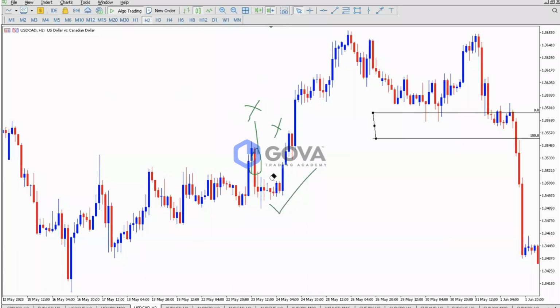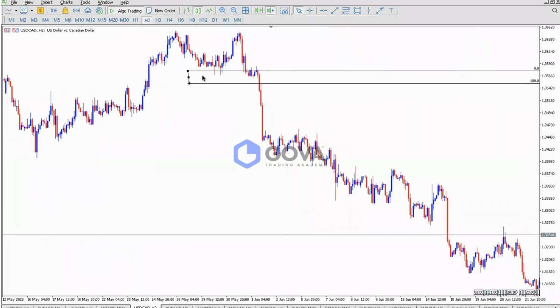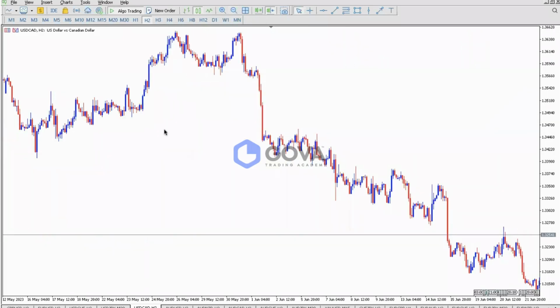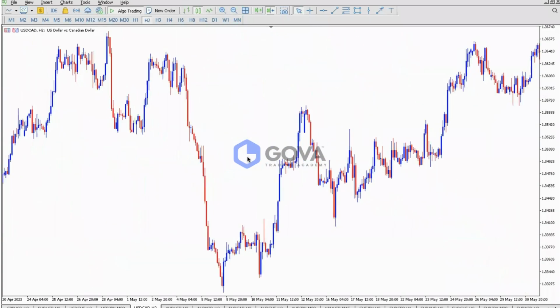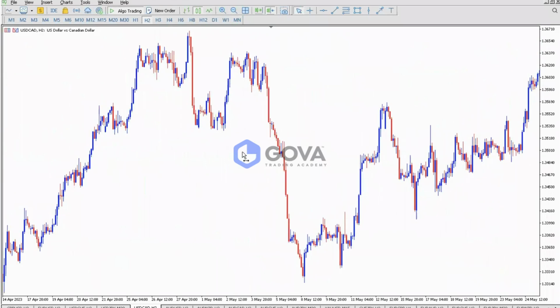So anything that is not inside the box is not part of the basing candlestick, okay? So that is it, guys. You have to know this. Let me show you more examples.